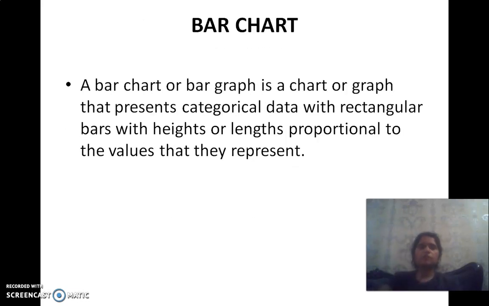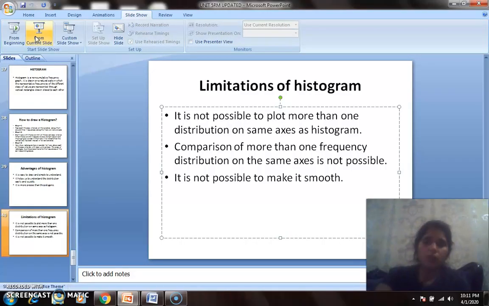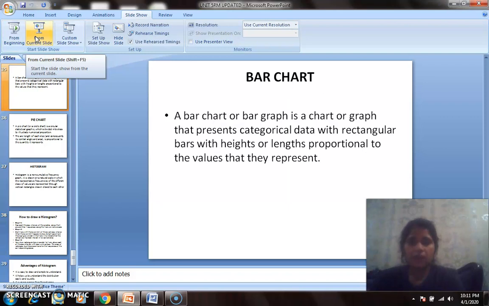Now today we will discuss what is bar chart. So bar chart is a chart or a graph that presents categorical data with rectangular bars with heights or length proportional to the value that they represent. Right. Now what is it? This we have seen that a bar chart is a graph that presents categorical data with rectangular bars with heights or length proportional to the value that they represent. So whatever value they are presenting, that we are showing with the help of the chart. And we will just look into this.